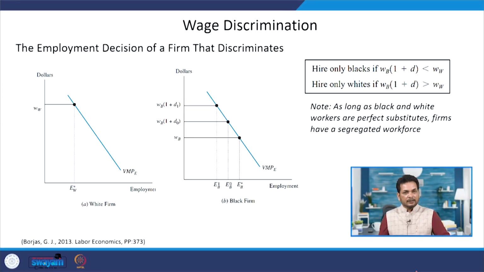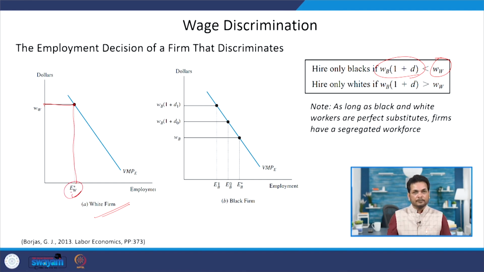Now, you can see there are only two firms, the firms that are going to hire black workers, and the firms that are going to hire white workers. The hiring decision is based on this WB(1 + D) and WW. So, there are two firms, one is the white firm, where the discrimination coefficient is quite high. They are going to hire only white workers, pay the WW wage rate, and hire E*W amount of white workers. Now, had it been a non-discriminatory firm, then E*B amount of workers would have been hired at the wage rate WB.